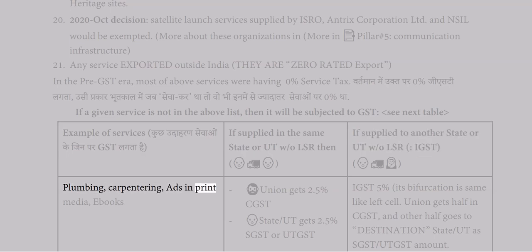Plumbing, carpentry, ads in print media, e-books: the union gets 2.5% CGST and the state or UT gets 2.5% SGST or UTGST. IGST is 5%, and its bifurcation is the same as the left cell. The union gets half as CGST, and the other half goes to the destination state or UT as SGST or UTGST amount.